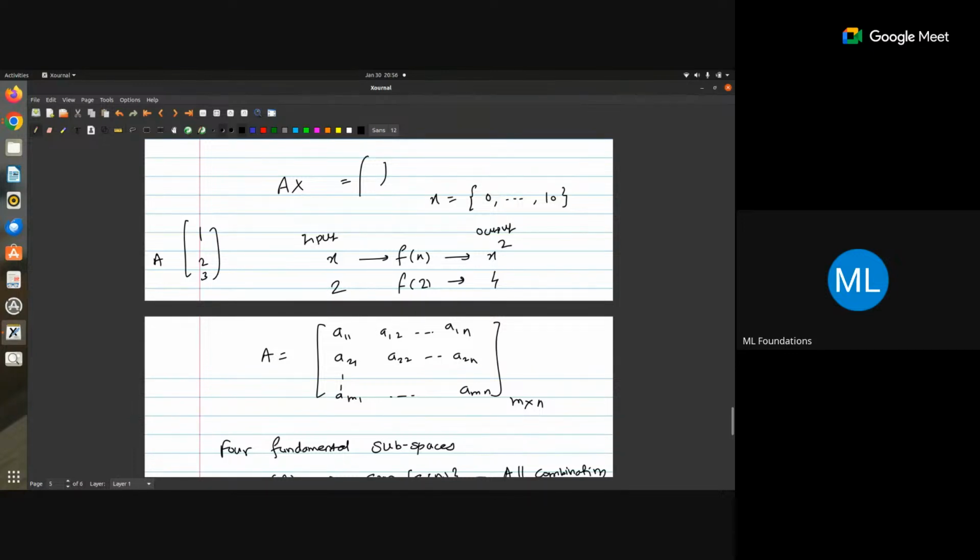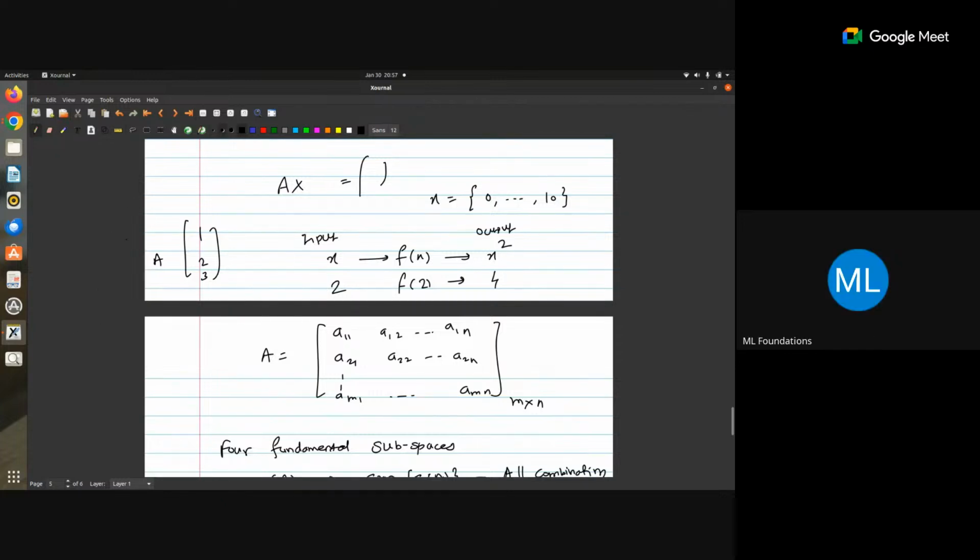Basically, maybe it will stretch your vector, maybe it will give me the mirror of the vector, something like that, right? It can change a lot of things. It will do some operation on the vector.